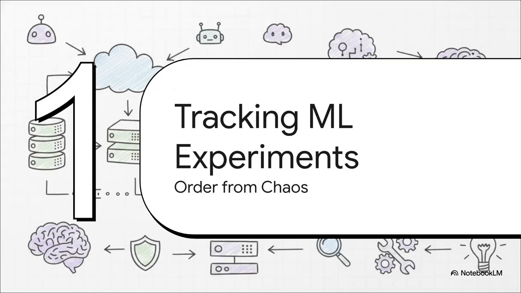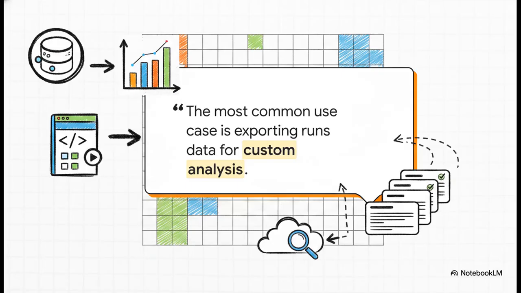Moving right along to Section 2, tracking your ML experiments, establishing order from chaos. Before you even think about production, you have to actually build the thing. And building AI involves an immense amount of trial, error, and hyperparameter tuning. When you're running hundreds of tuning experiments, please do not rely on messy local spreadsheets. We've all been there, and it's a total nightmare.